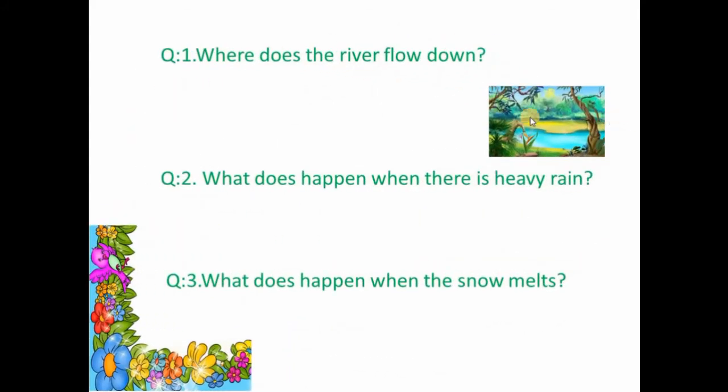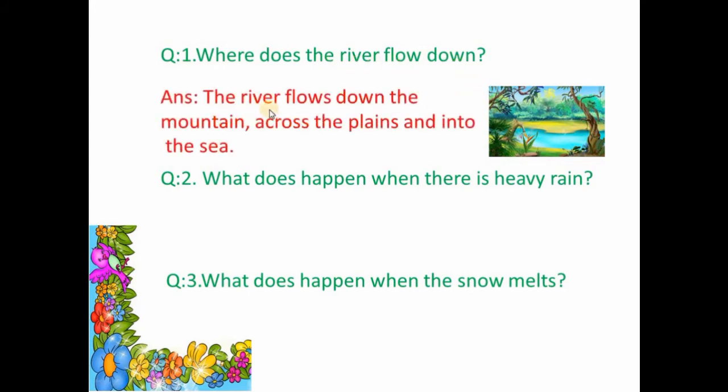After marking the answer, then write them in the given space. Question number 1 over here. Where does the river flow down? Here's the answer. The river flows down the mountains, across the plains and into the sea.